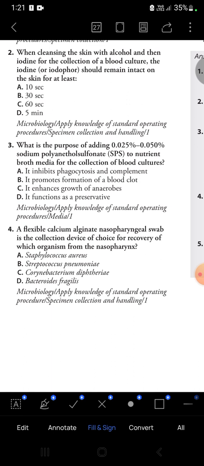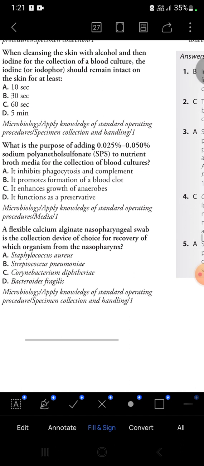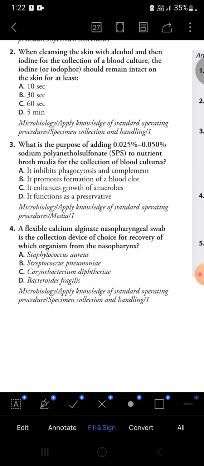What is the purpose of adding 0.025% to 0.050% sodium polyanethol sulfonate to nutrient broth media for the collection of blood cultures? The answer is A, because it inhibits phagocytosis and complement. So the question again is, what is the purpose of adding SPS to a nutrient broth media for the collection of blood culture? It inhibits phagocytosis and complement.